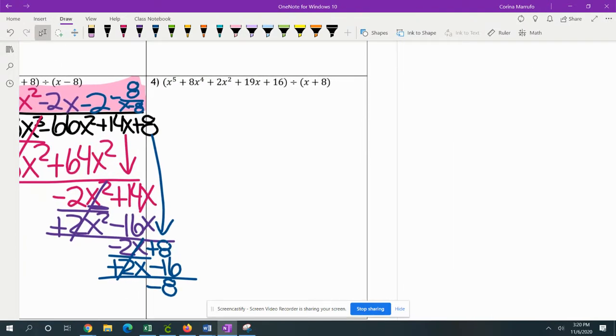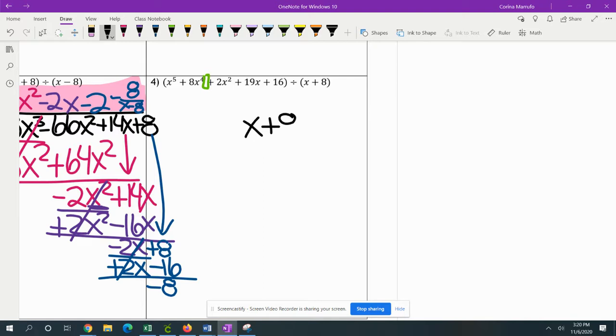So here we have x to the 5th power plus 8x to the 4th power plus 2x squared plus 19x plus 16. So if you guys notice by looking at this that we're missing a term right here in the middle. And that term that's missing is an x to the 3rd power. There's no x to the 3rd power.